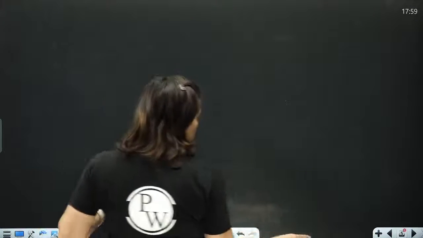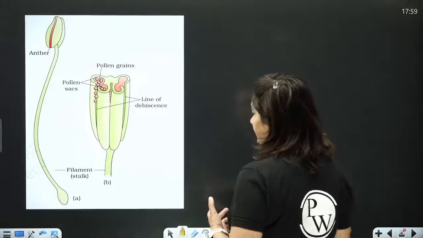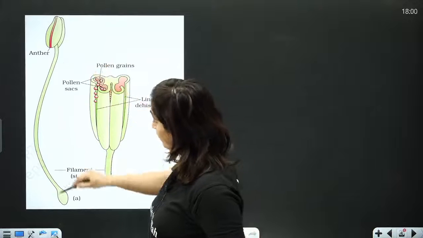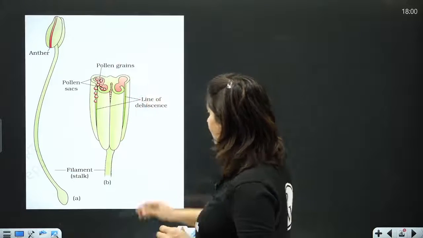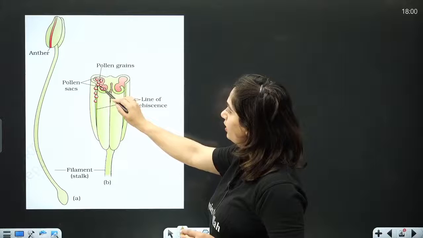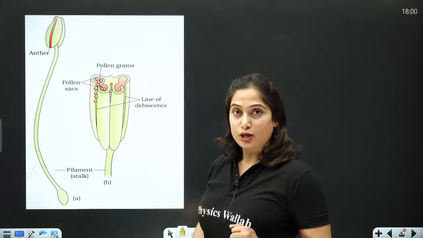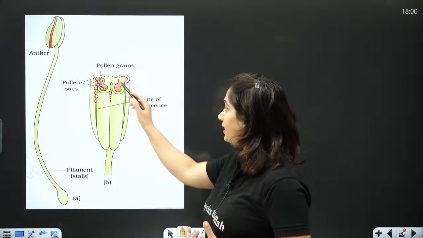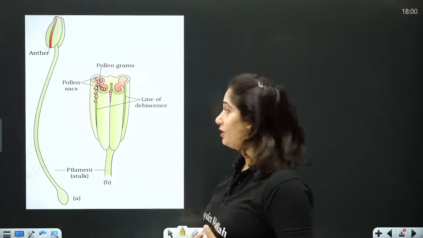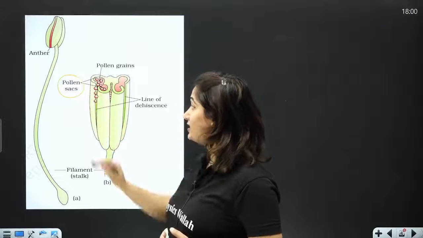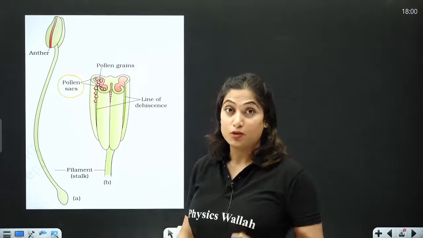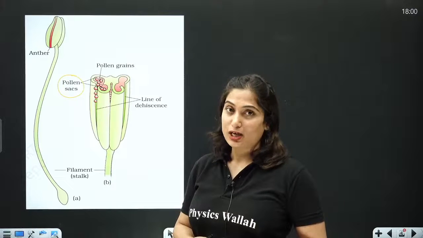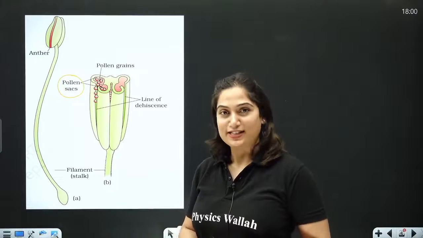Now let's discuss the structure of the anther. This is an NCERT diagram, a very beautiful diagram. Here you can see the filament and this is the anther. Ultimately, pollen grains will be formed inside the microsporangium, and then the anther will dehisce and the pollen grains will come out of it. See here, pollen sac is written instead of microsporangium. Why? Because when the anther matures, the microsporangia are called the pollen sac.